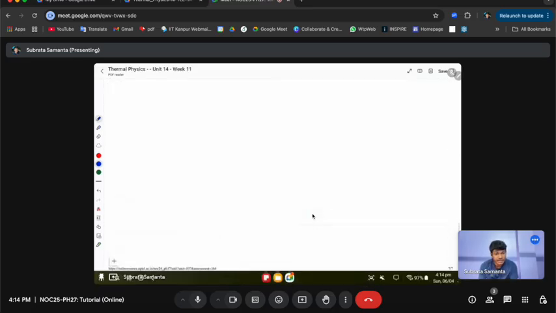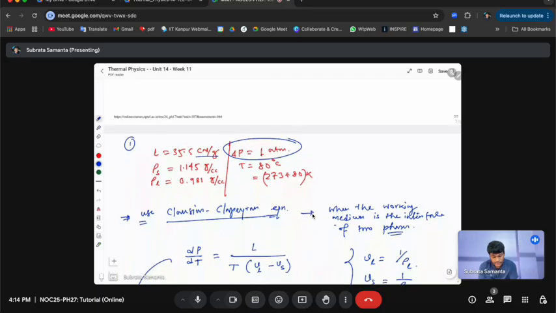The latent heat is calorie per gram, and this is gram per cc, and this is also gram per cc. It's CGS units, so we use CGS units. Now, what is delta P in CGS units? Delta P is 1 atm, so this calorie per gram we have to convert into CGS units.